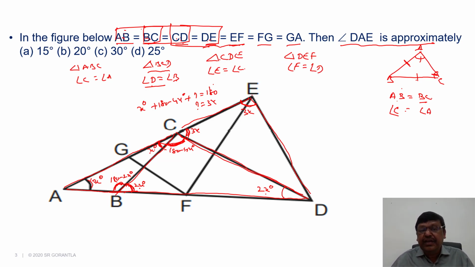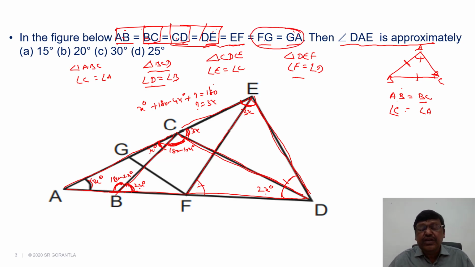If I take this triangle DEF, these two angles are equal. But we don't know these two angles. So we'll come back to that later. We'll start from here and then go back to this again. Let's consider the last pair, GA and FG.